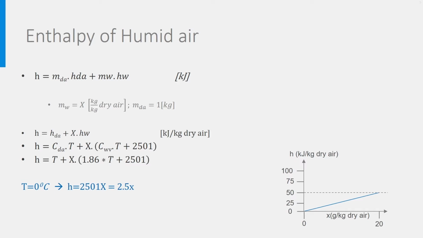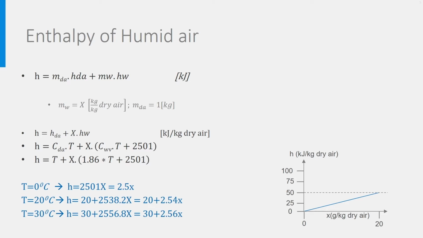If we now take a temperature of 20 degrees Celsius, the equation is transformed to 20 plus 2.54x, which is this line. And the same happens for 30 degrees.